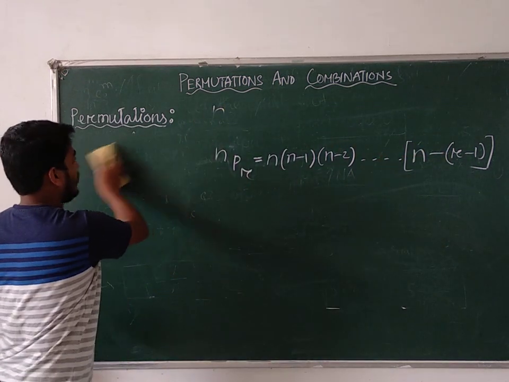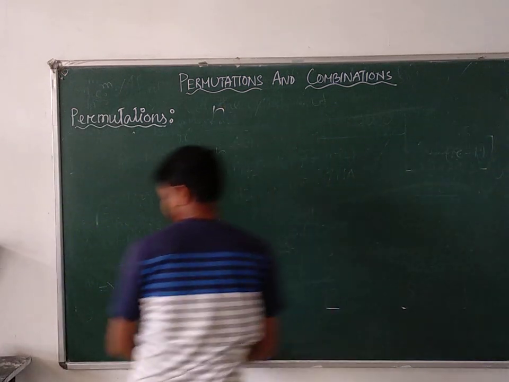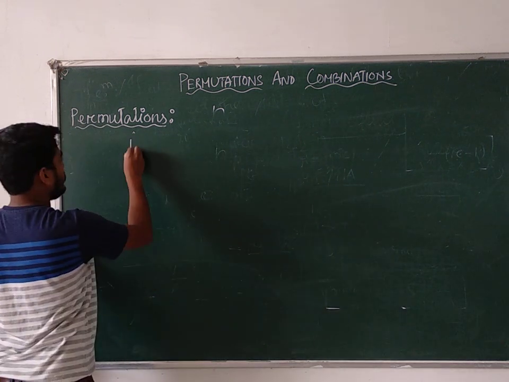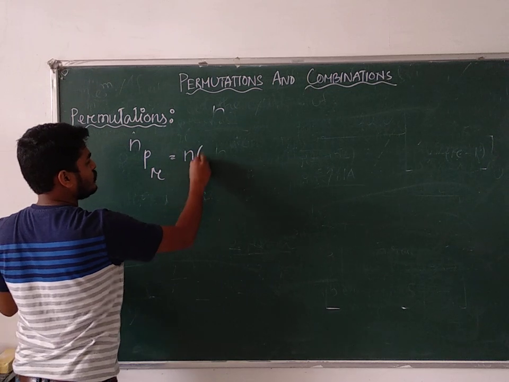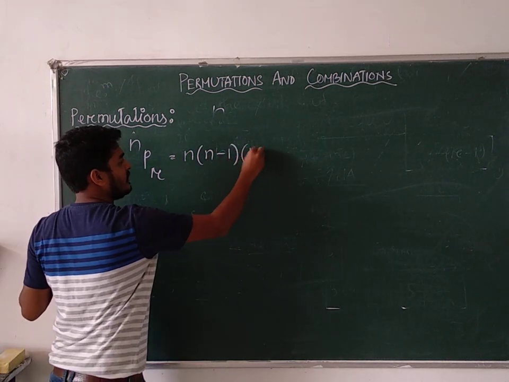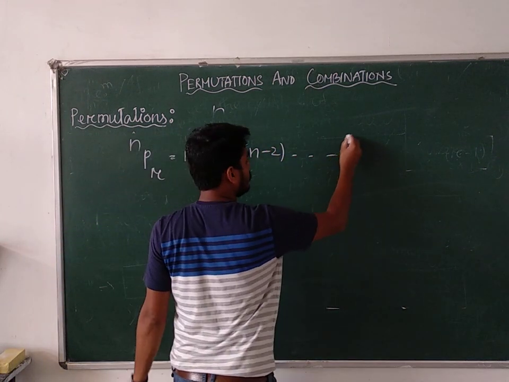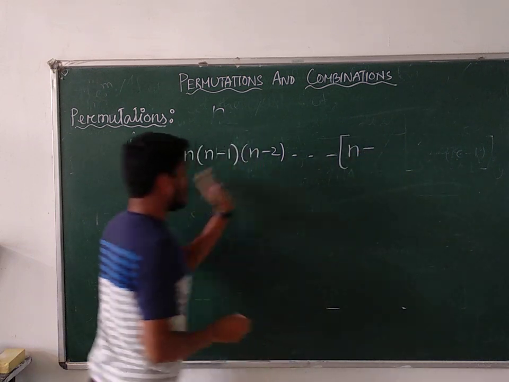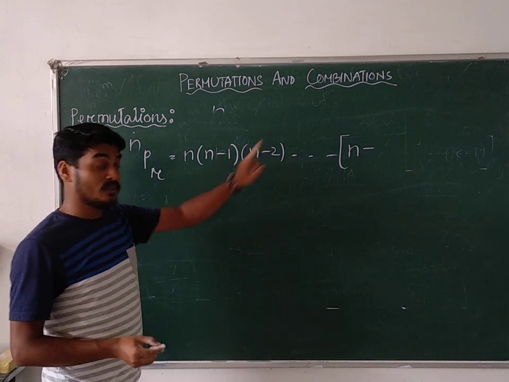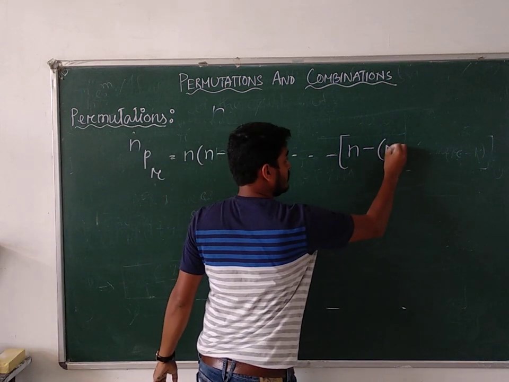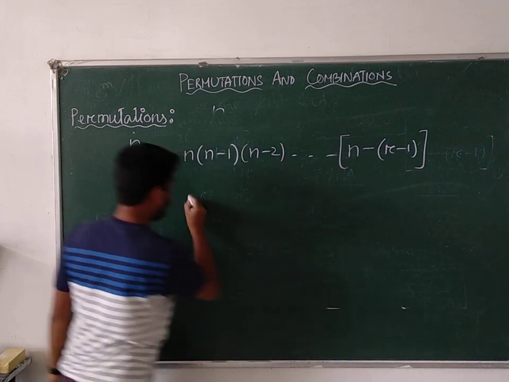So now I am going to explain what the expression for nPr is. n into n minus 1. Is it clear? n minus 2. What was the last one? n minus... How many terms will there be in the expansion? r terms will be there. But what about the expression for the last term? n minus r minus... It is already known to you.